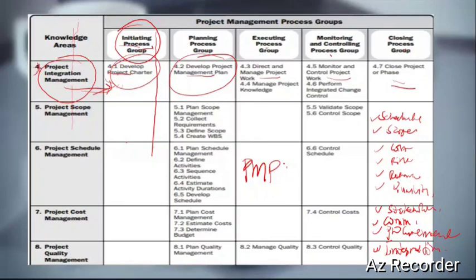So when it comes to cost, what is the baseline? This is how much you are spending. When it comes to schedule, what is the baseline? All these are stated in the project management plan.